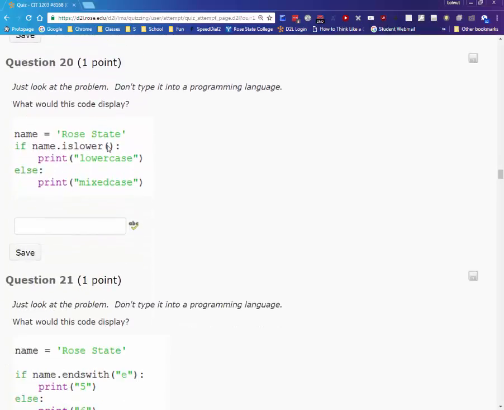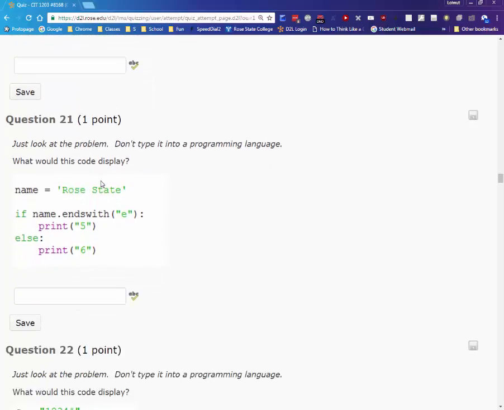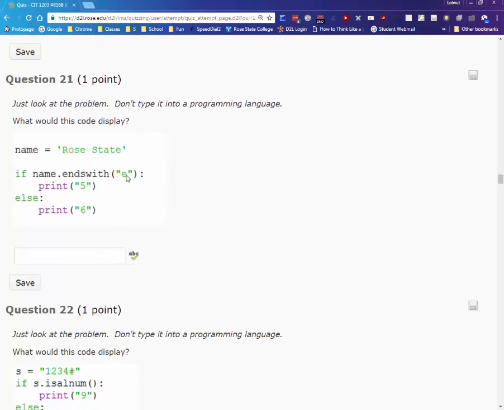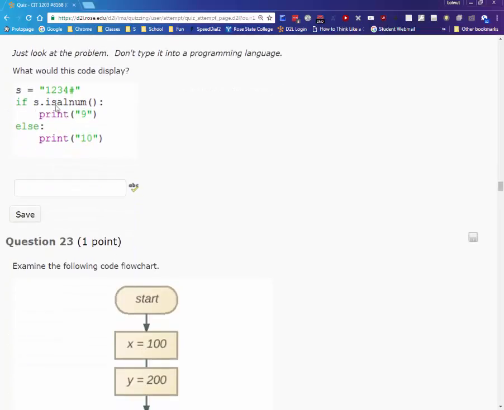What islower does is check to see if the string is all lowercase. The string is not all lowercase, so it would print mixed case. Does Row State end in an E? Ends with E? Yeah, so it would print 5. Is this all alphanumeric? No, there's also a symbol here. A symbol, a hashtag, or an exclamation marker, something like that is not an alphabet or a numeric character. So this would be false and it would print 10.